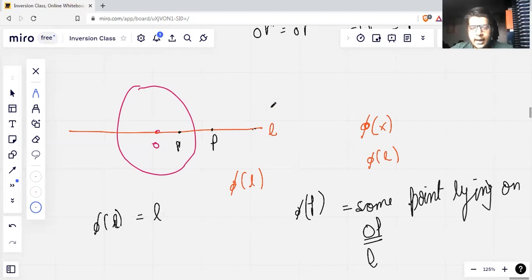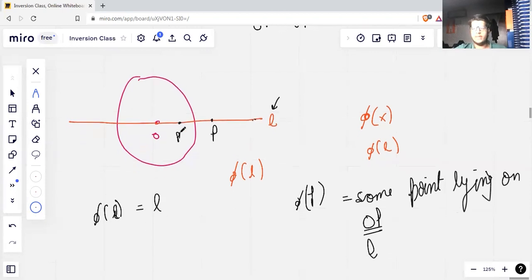Okay, but notice one thing. We say that this line L goes to itself. This does not mean that if we take any point P, it should also go to itself. P will go to some point inside it, right? It will go to P dash. Yeah, so I hope that is clear.